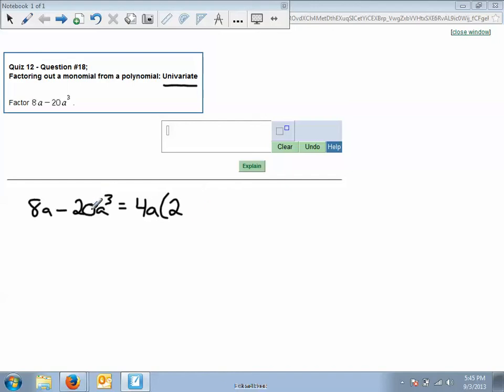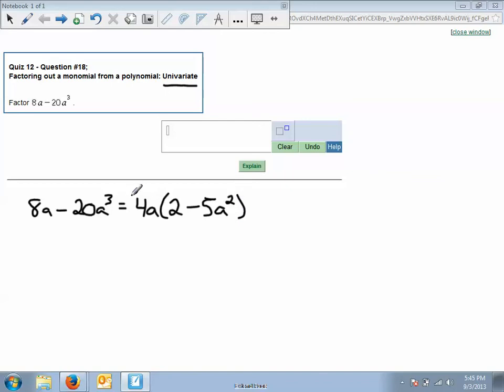And so then we're going to take negative, or minus, 20a to the third, and divide that by 4a. So we take 20 divided by 4, and we get 5. And so that's negative, so we're going to put that minus in there. And then we have a to the third, and we're factoring out an a. So that means we're taking 1a away. So that ends up being a to the second.